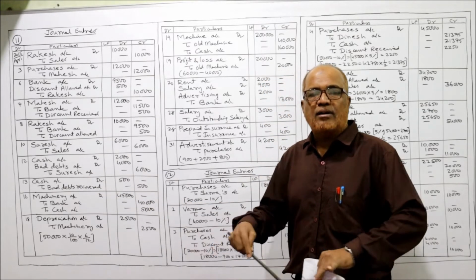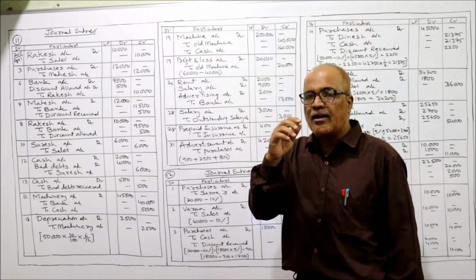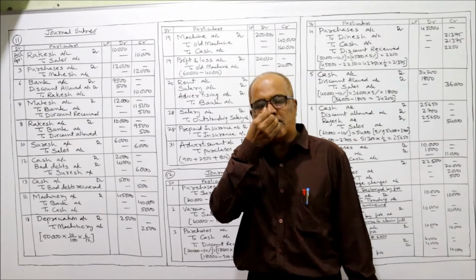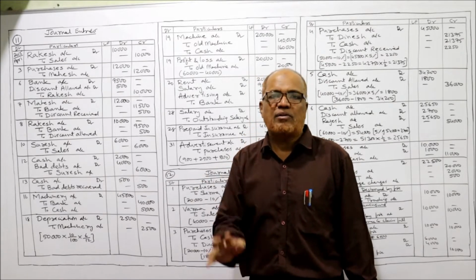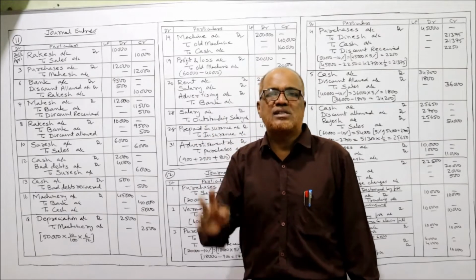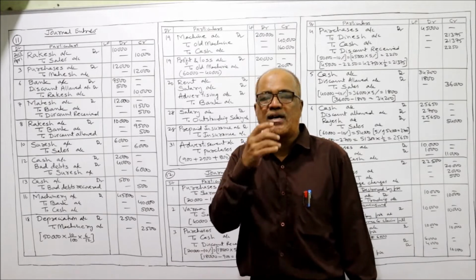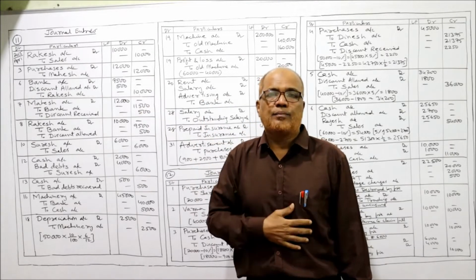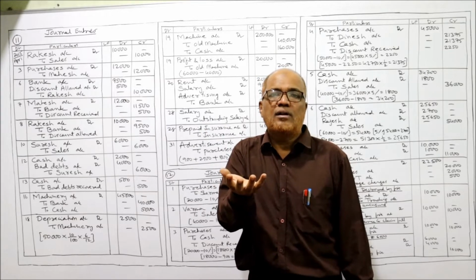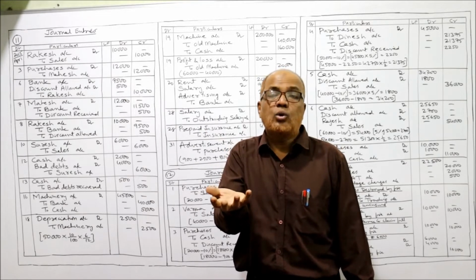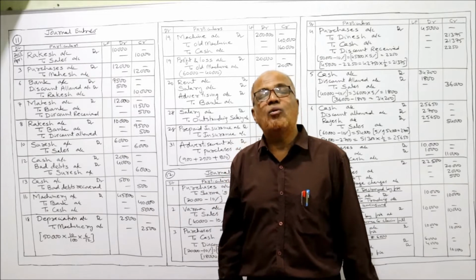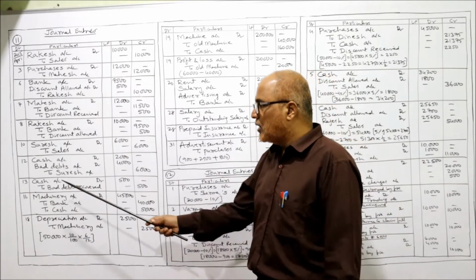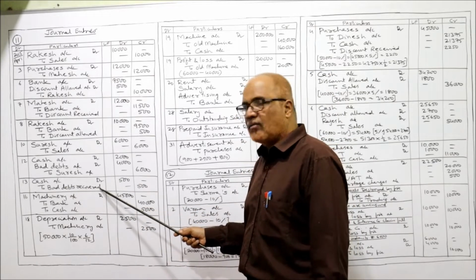Bad debts recovered means earlier we had written off some bad debts. We had to receive some amount from the customer. We thought that the customer would not pay, so we removed his name. We wrote it off as bad debts. Later on, he has paid the amount. So this is called bad debts recovered. So cash account debit to bad debts recovered. A new account is opened called bad debts recovered account.